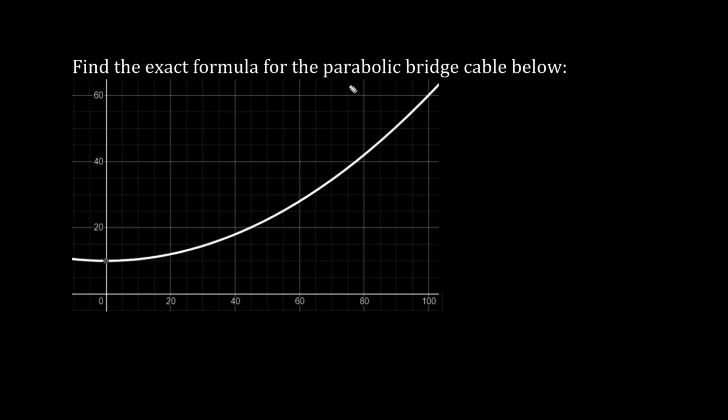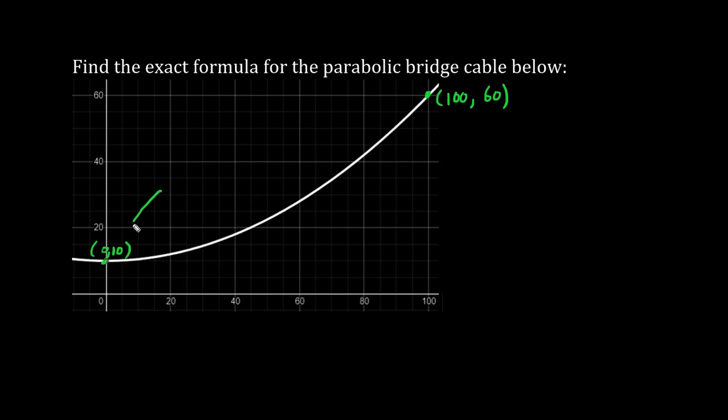Let's find the formula for this parabola. Between 0 and 20, we have this y value of 10. Specifically, we have 0, 10 as the xy coordinates. Looking very carefully, we see there's a crosshair over here, which is 100, 60.